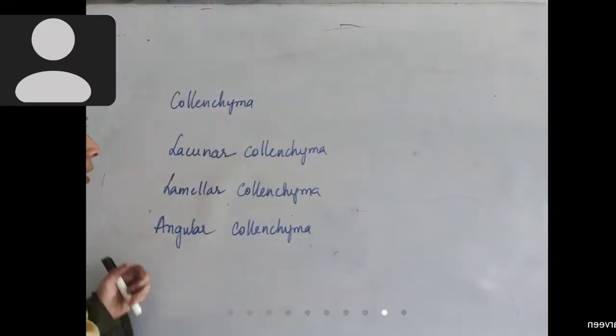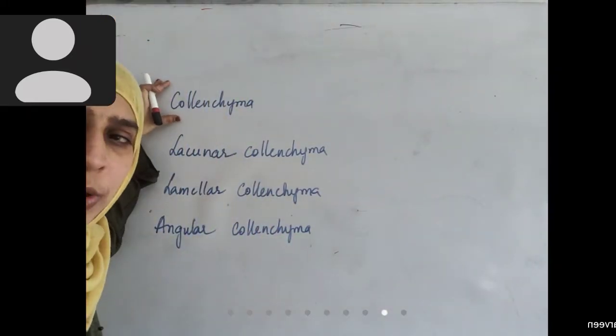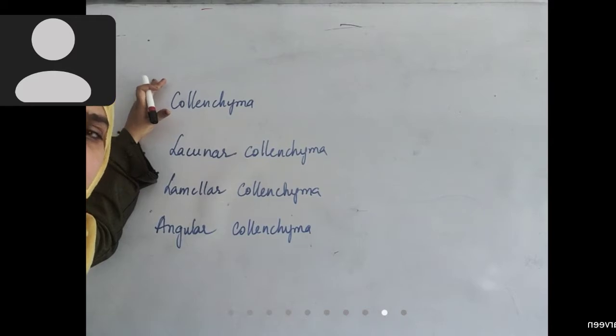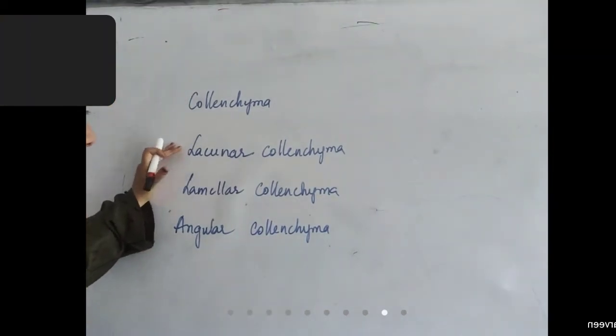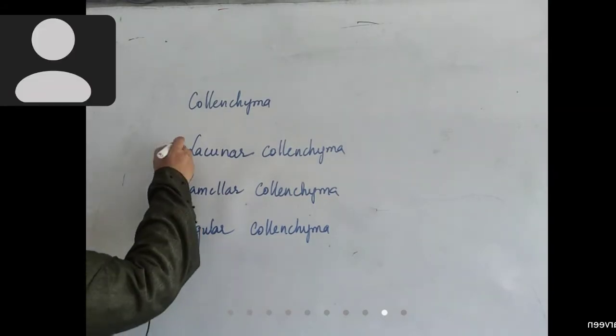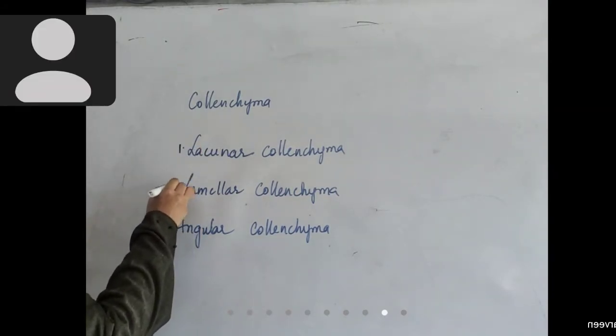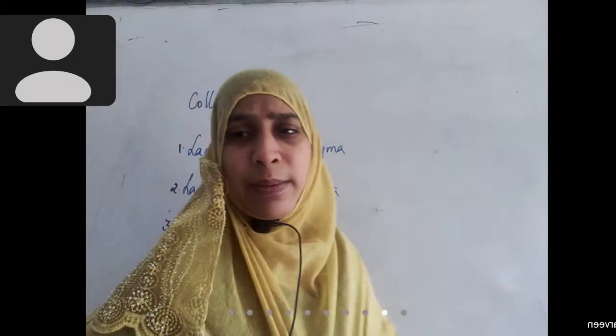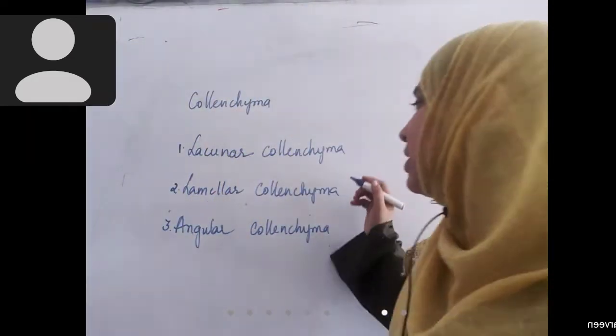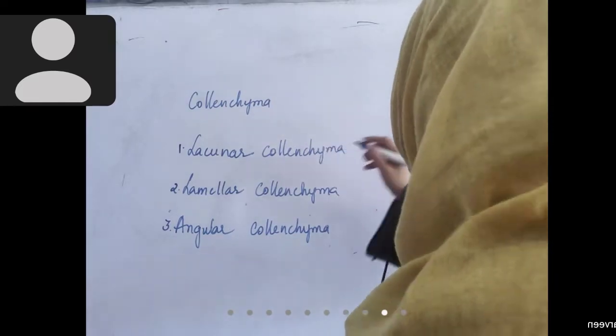So today our topic is about types of collenchyma and further topics we'll discuss. Right? Collenchyma is of three types. First one is lacunar collenchyma. Second one is lamellar collenchyma. Third one is angular collenchyma. Very simple difference between these three.